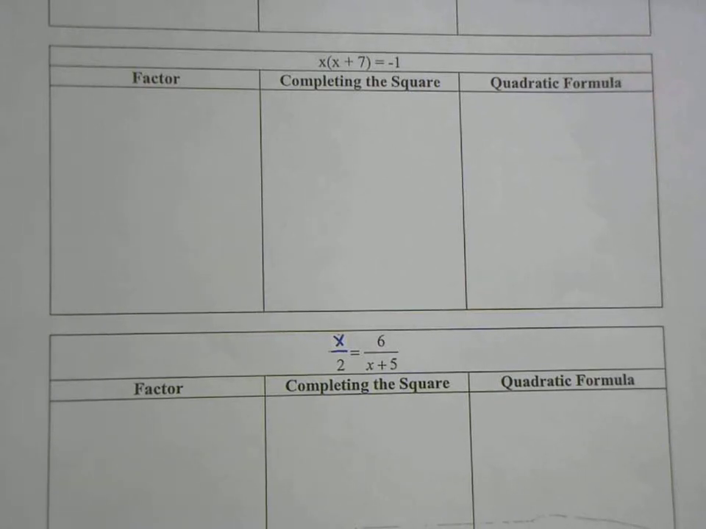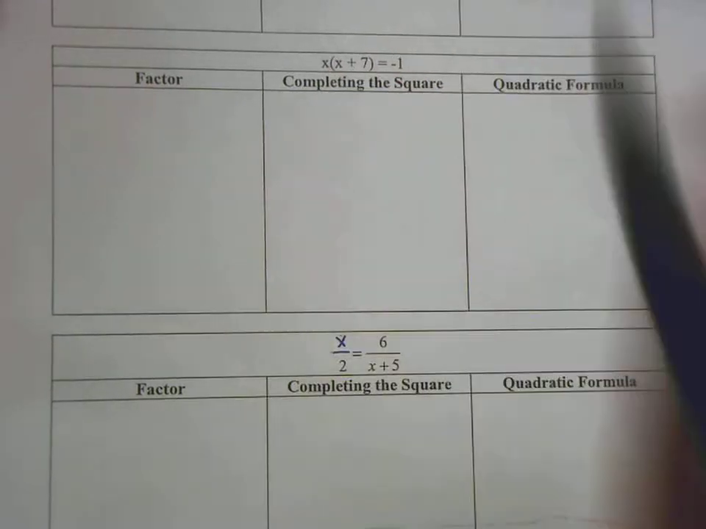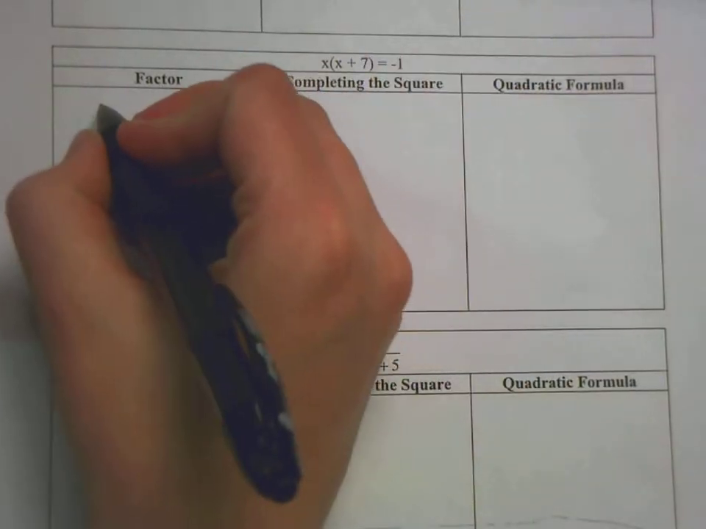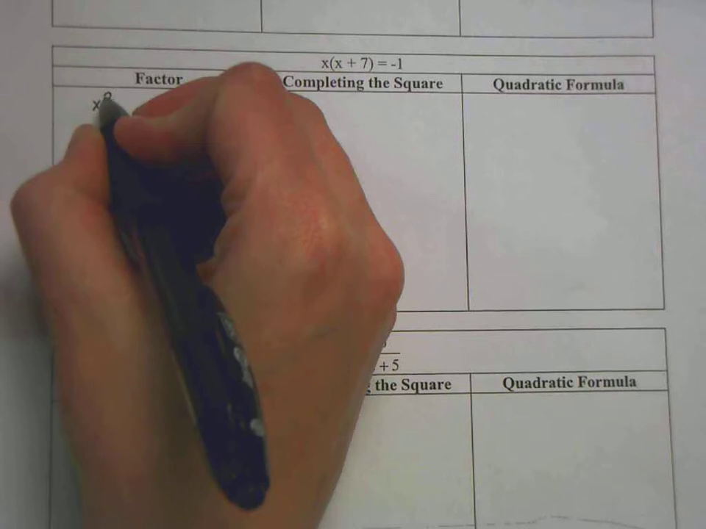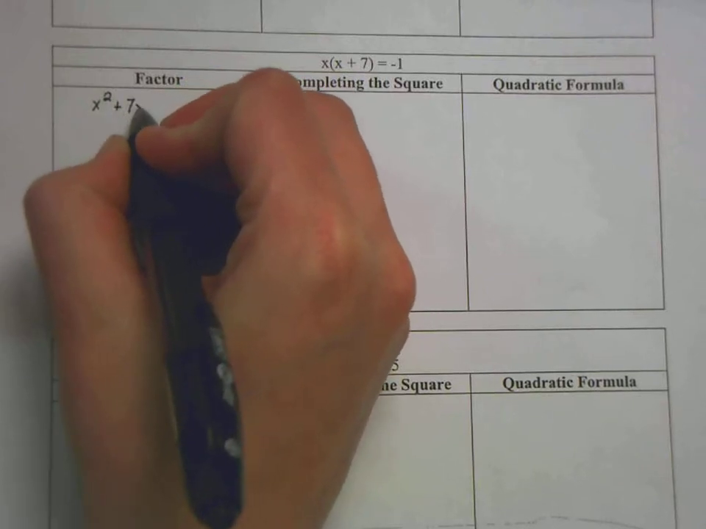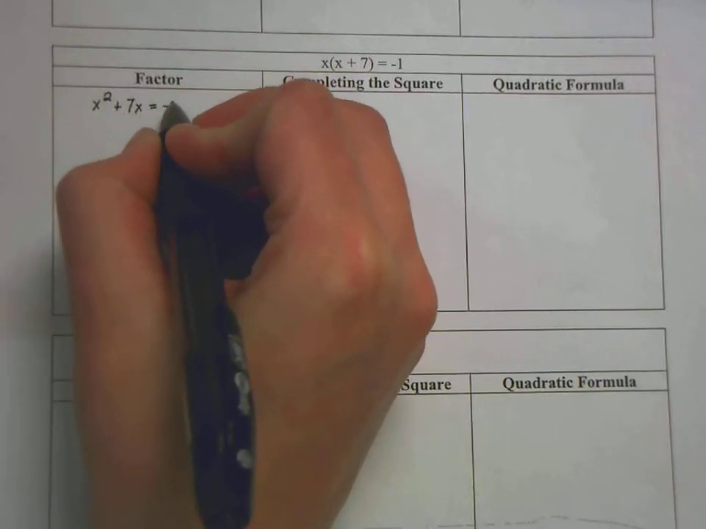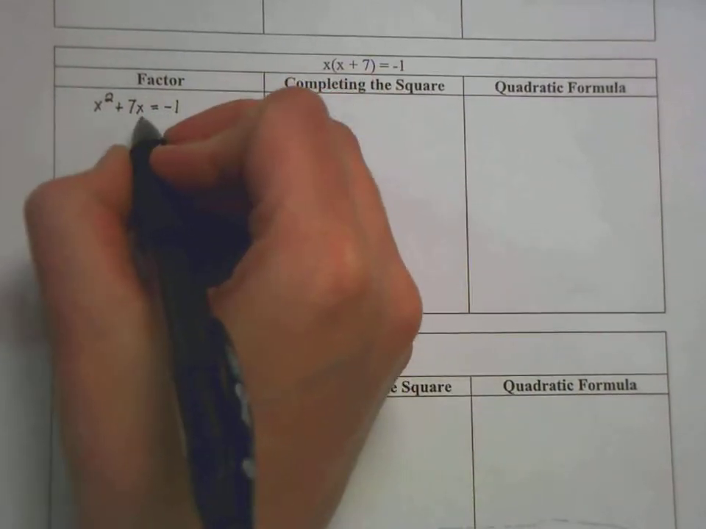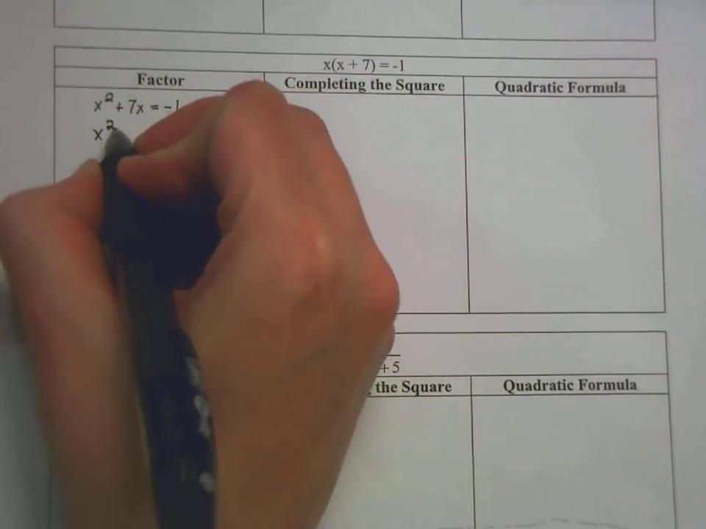All right, so if we are going to solve this equation, step one, you actually have to distribute the x through so that you get a quadratic equation. Now, if I'm going to factor this, when you factor, you have to set equal to 0. So I would add the 1 to the left-hand side.